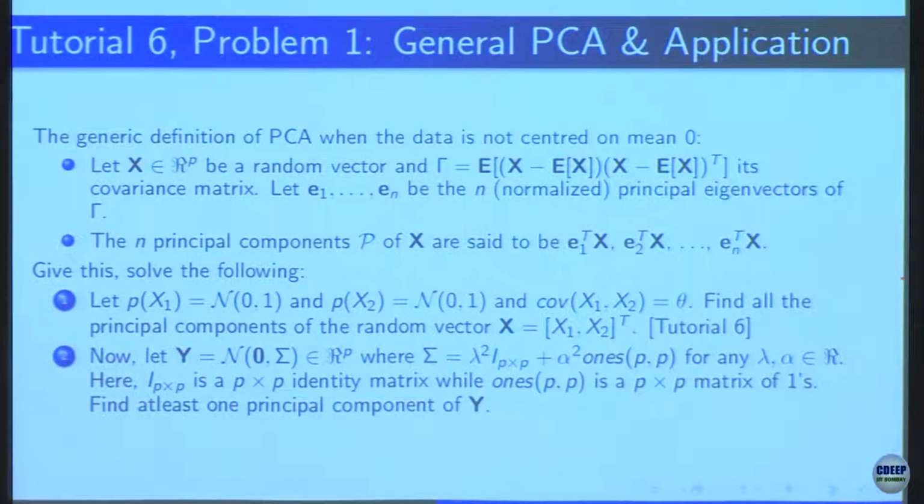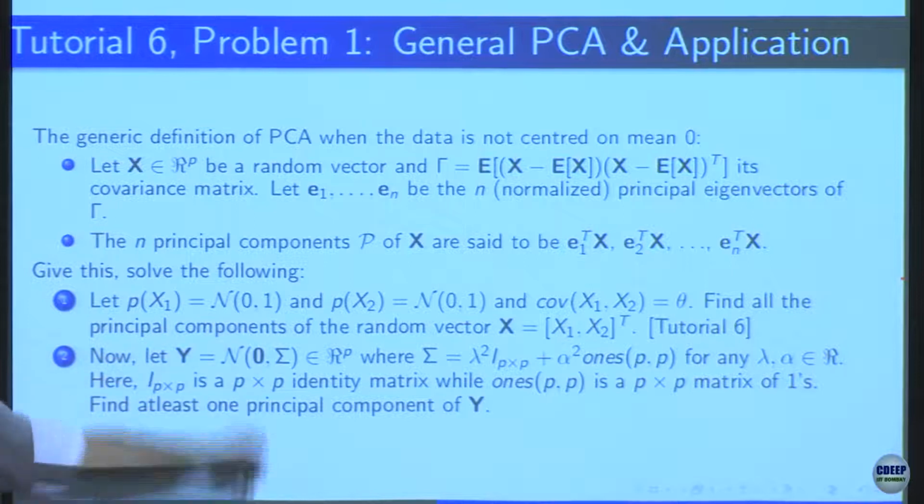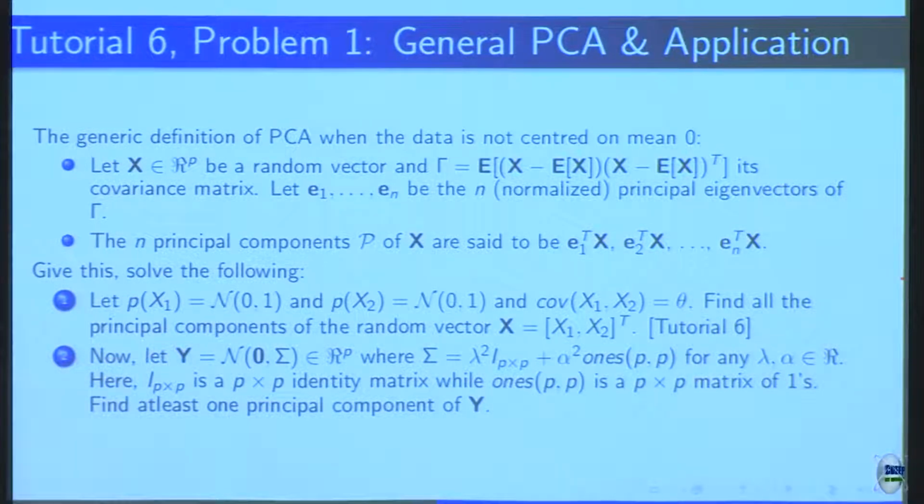That's a concrete problem where x1 and x2 both come from a 0 mean normal distribution with variance 1, and covariance value theta. Find all the principal components of the random vector. So it will be nice for you to just do it once.